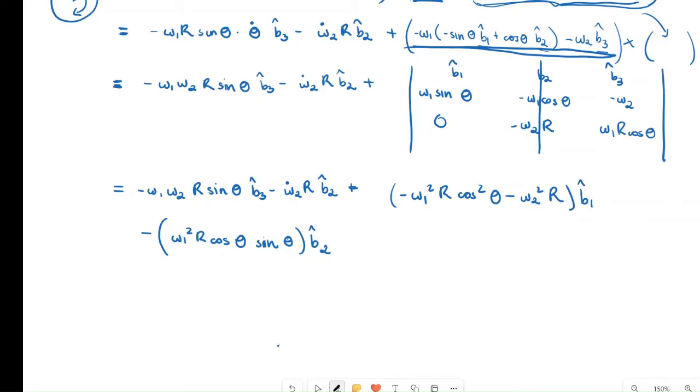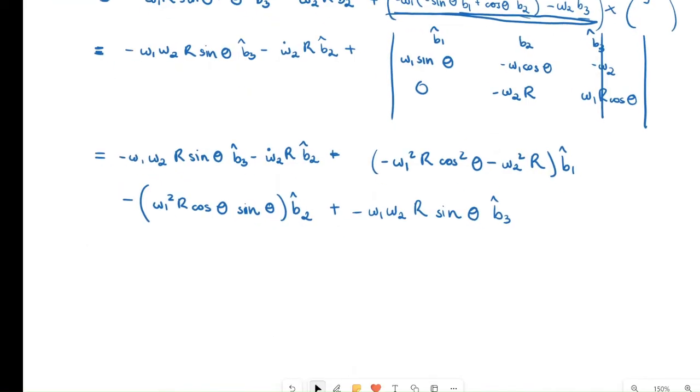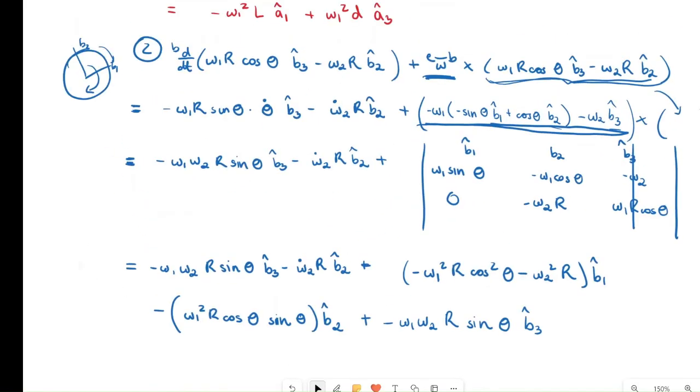And then we have the final one, which is the b3 hat. We take this column, remove it, and then calculate the remaining determinant, which is just omega 1 omega 2 r sine theta. I think I missed a negative. Yeah, okay. So that's b3 hat. So this is our second term.